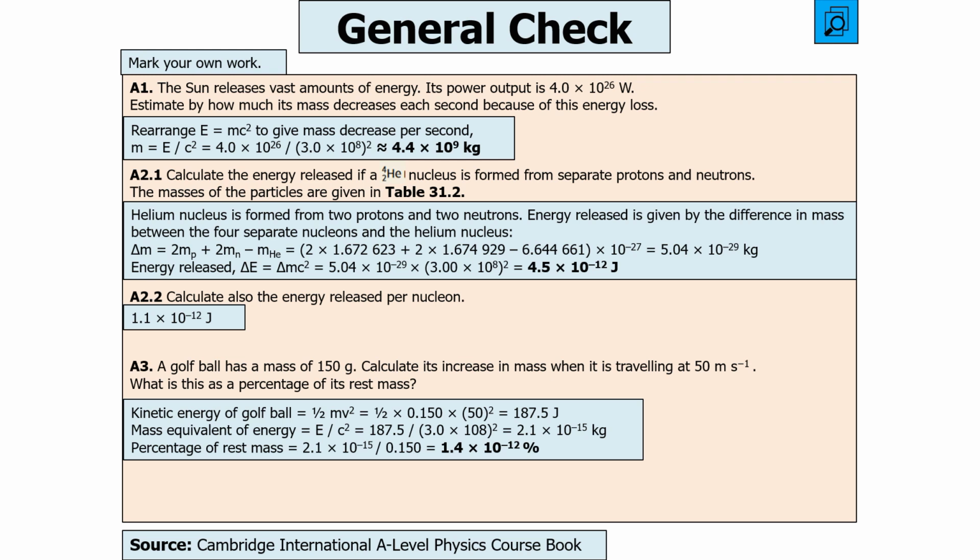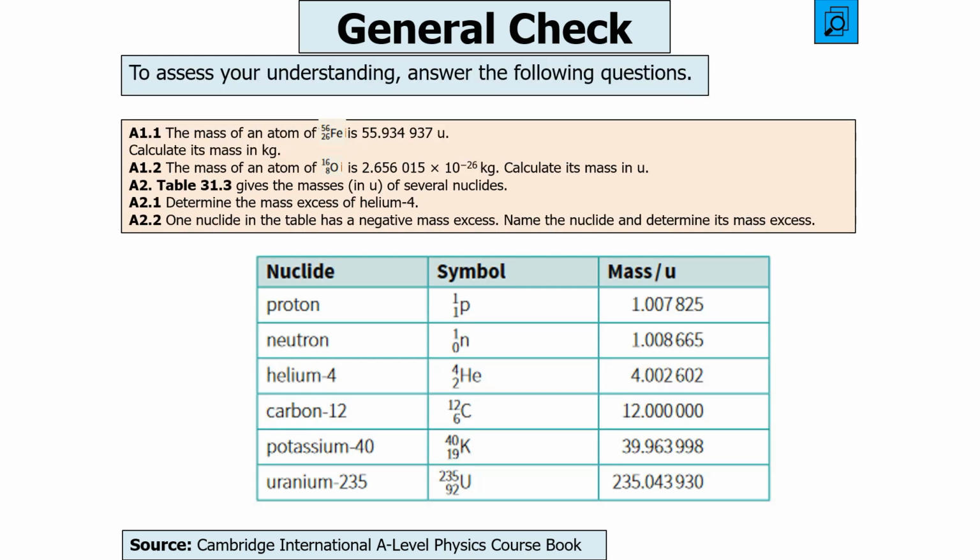So it's 1.4 times 10 to the minus 12%, which is about right for an object on the real world scale. The next question says the mass of an atom of iron is 55.934937 U. Calculate its mass in kilograms.